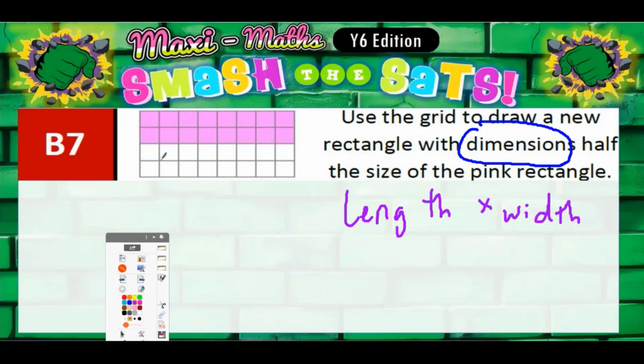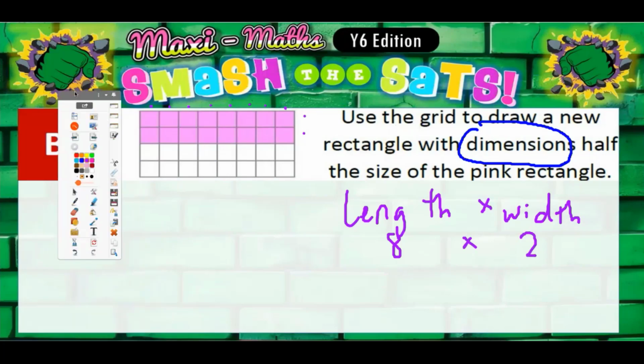Now, in the original rectangle, the length is 8 squares. 1, 2, 3, 4, 5, 6, 7, 8. And the width is 2 squares. 1, 2. So it's basically an 8 by 2. Now, you need to half both of those dimensions. So if you half the 8, you get 4. And if you half the 2, you get 1. So what we're actually looking for is drawing a 4 by 1 rectangle.